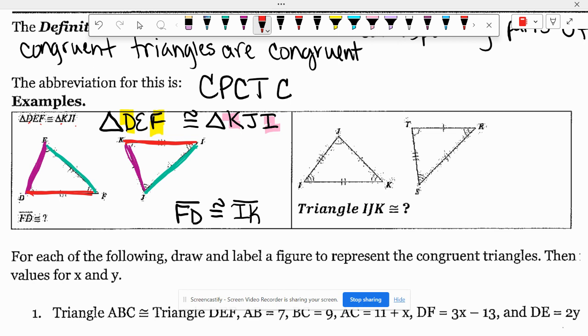But again, if they're named properly, you don't even have to look at a picture. You can just look at the way it's named.